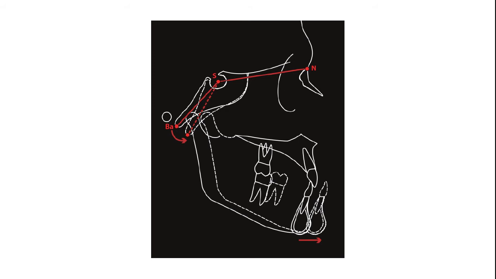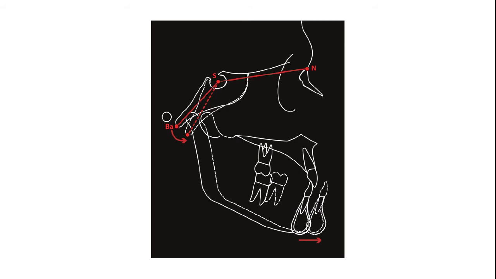It is effectively a measure of the bend between the anterior and posterior cranial base. It is measured as the anterior inferior angle formed by the intersection of the SN line, which represents the anterior cranial base, and the S-Basion line, which represents the posterior cranial base.